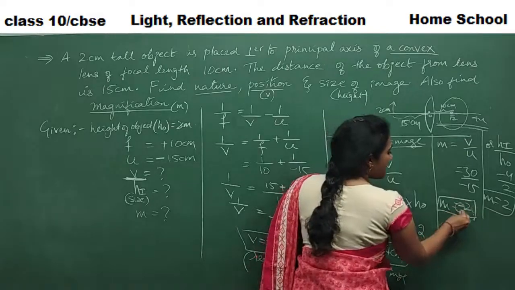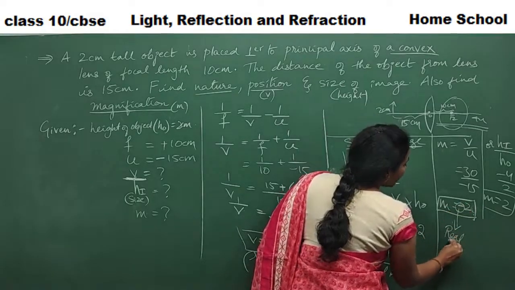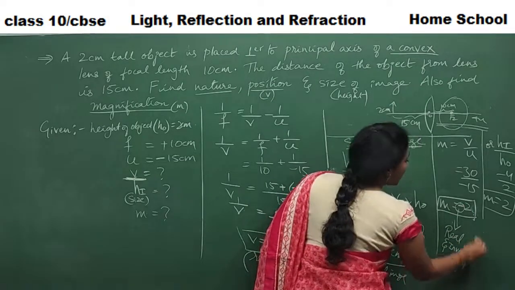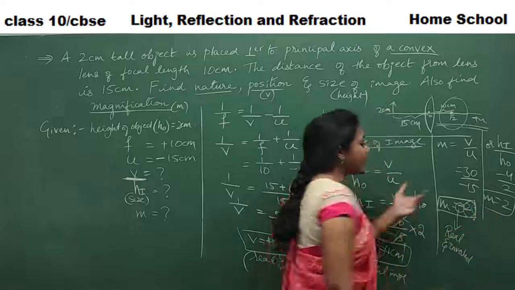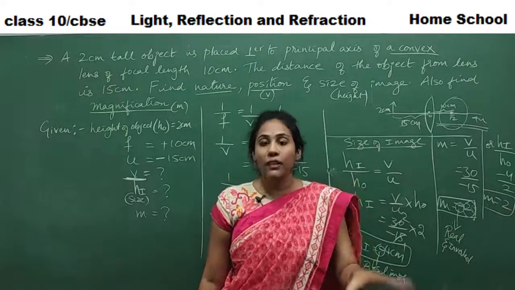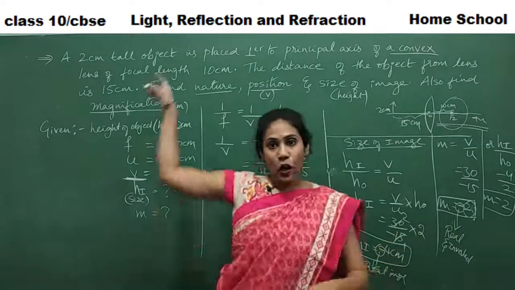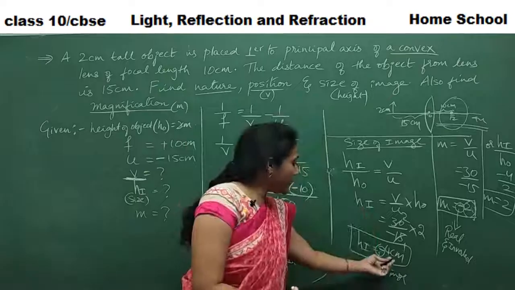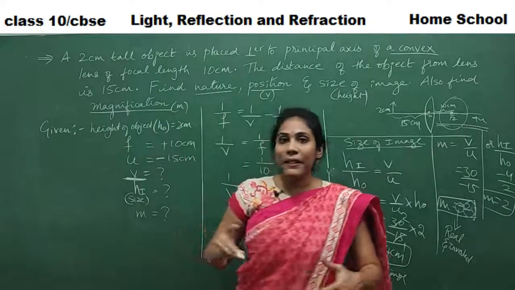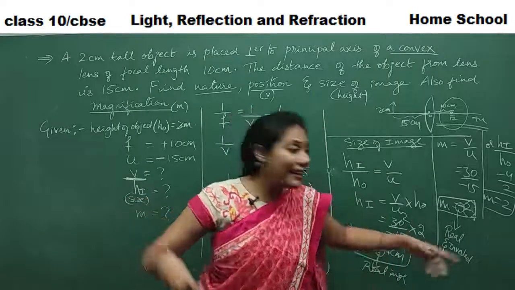Right? So you got minus 2. What does this minus sign indicate? Minus sign indicates that the image is real and inverted. Real and inverted. What does this 2 mean? 2 is greater than 1, right? If m value is greater than 1, what does this indicate? Image height is greater than object height. There is a proof. Image height is 4 centimeter, object height is 2 centimeter. So image is 2 times enlarged.